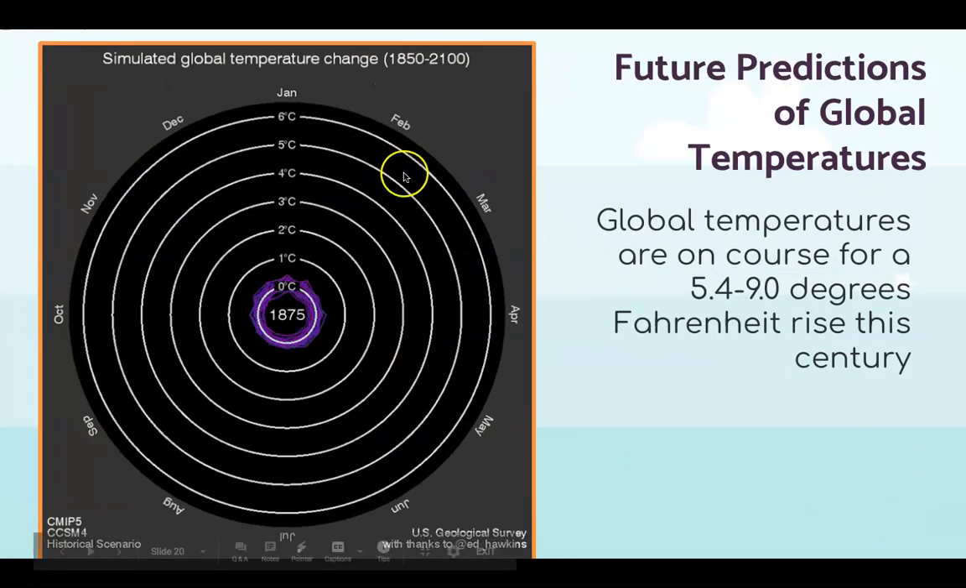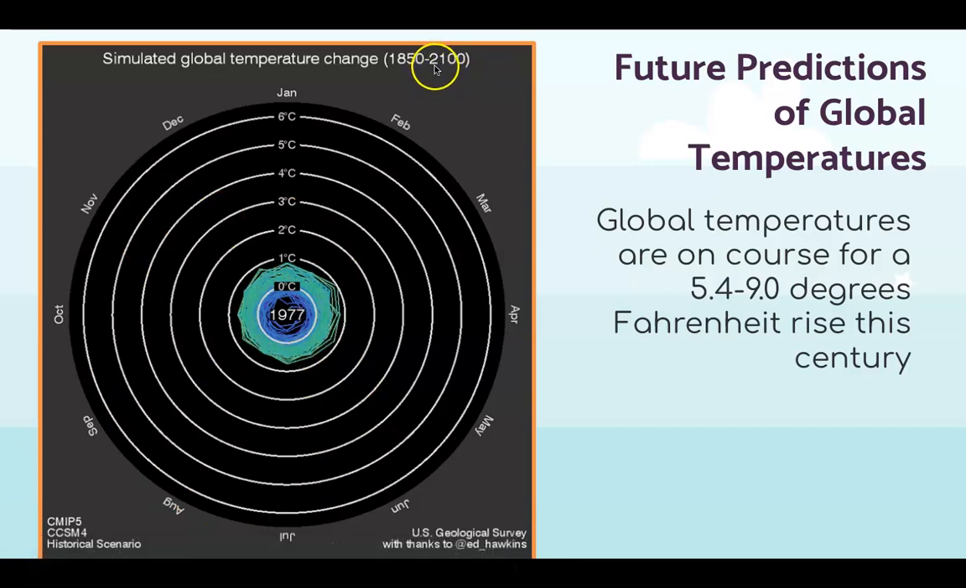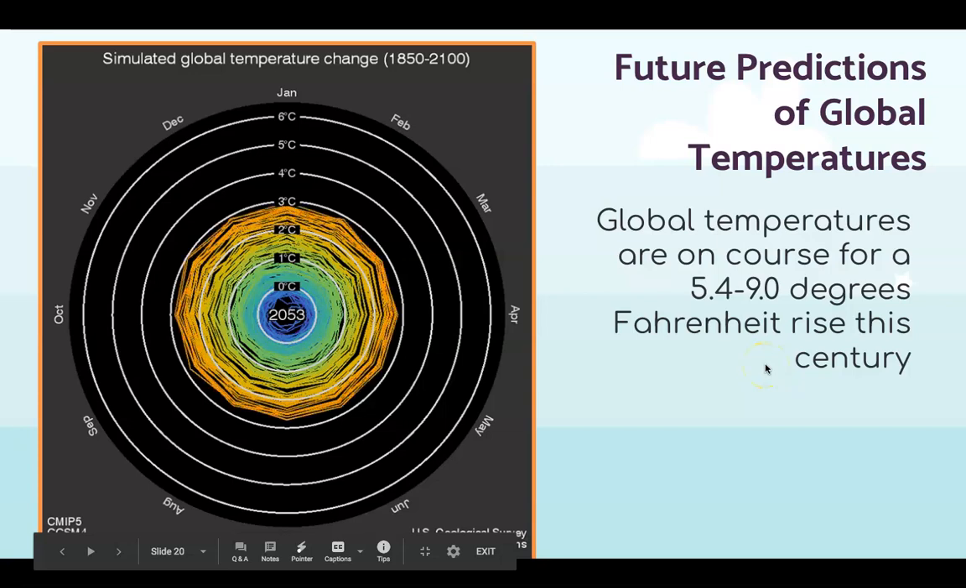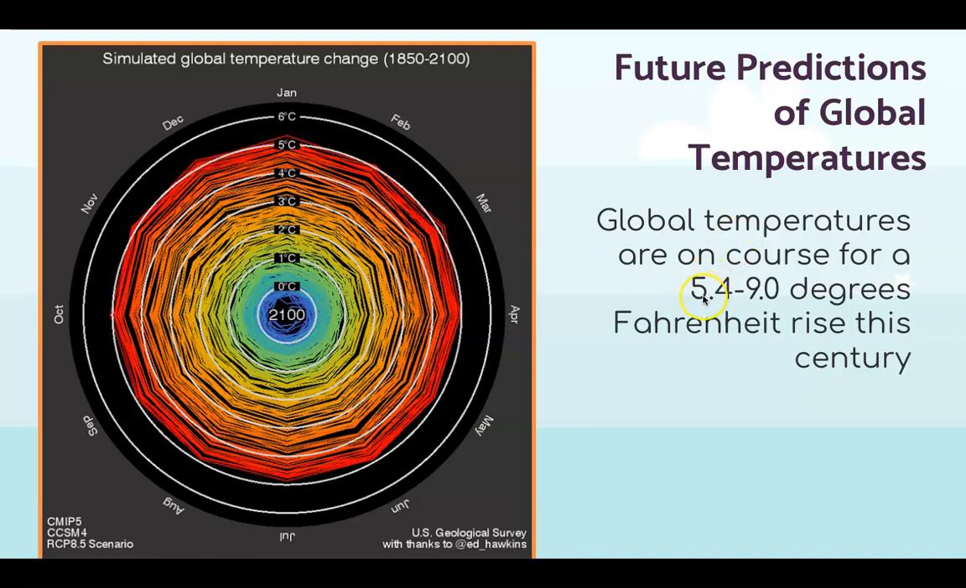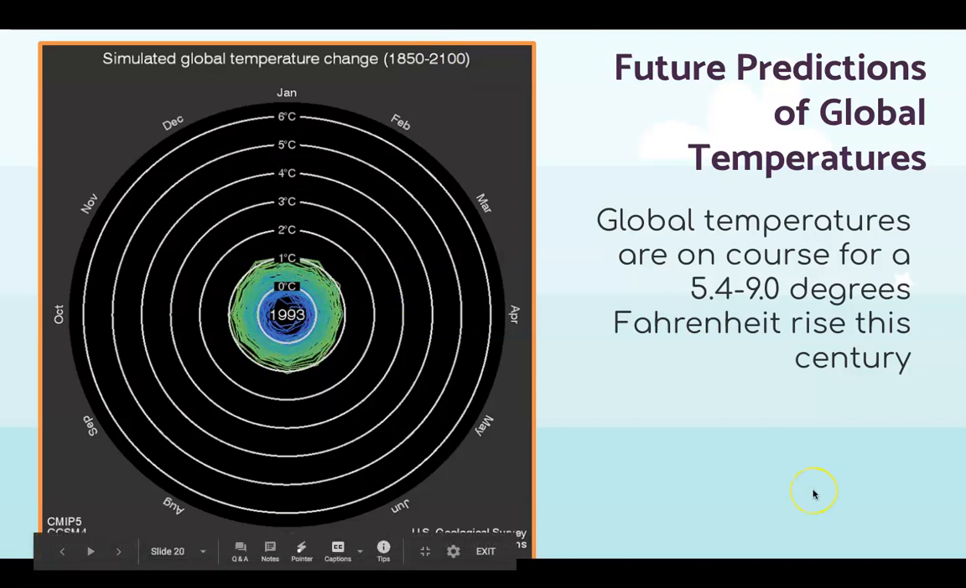This diagram, or this animation over here, is going to show you the global temperature changes since 1800 to the projected year of 2100. And the UN and the International Climate Change Agency predicts that global temperatures are on course to rise 5.4 to 9 degrees Fahrenheit in the 21st century, between 2000 and 2100. That's what this little graph shows us over here.